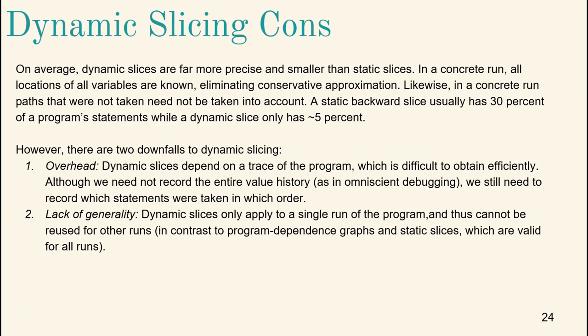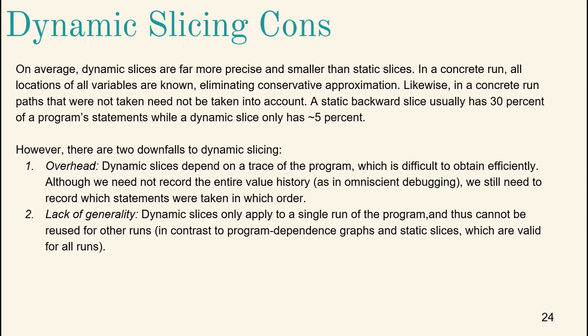Not everything with dynamic slicing is great. On average, dynamic slices are far more precise and smaller than static slices, which is good. In a concrete run, all locations of all variables are known, eliminating conservative approximation. Likewise, in a concrete run, paths that were not taken need not be taken into account. A static backward slice usually has 30% of a program's statements, while a dynamic slice only has about 5%.